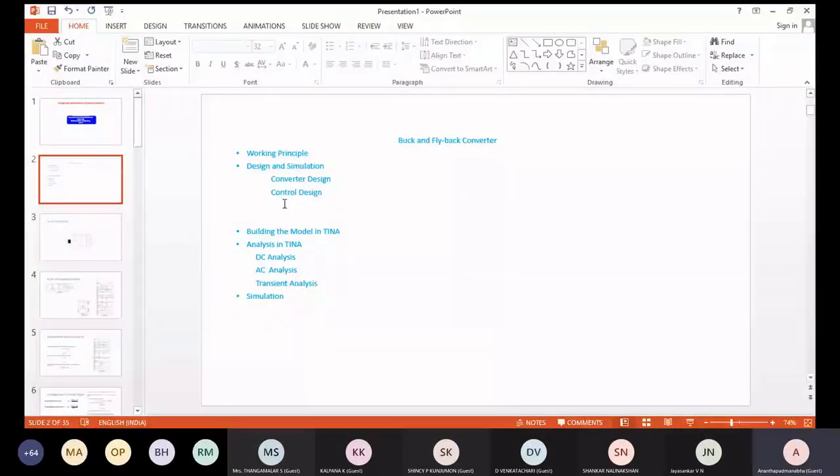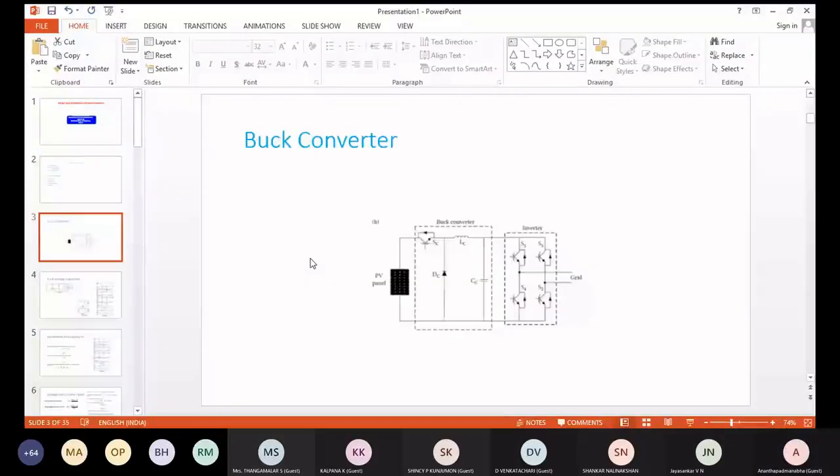Then once we are done with the working principle and the design, we can go to the actual implementation in TINA software in the afternoon session. Okay. So this is a basic buck converter.